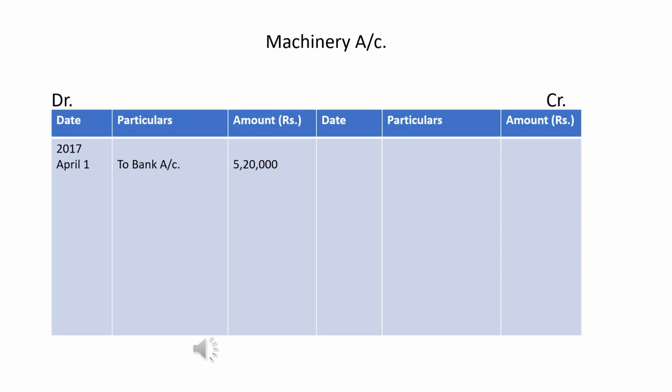First of all, we will make one entry on the debit side when we are purchasing the asset. So under the date column we will write the year that we are working for, that is 2017. After that we will write April 1, that means the date on which the asset is purchased. Under particulars you will write to bank account because we are purchasing the machinery and we are presuming here that we are paying via check, that means we are making a payment through bank. Under amount we will be writing the complete amount that we are using for payment as well as the installation of the machinery, that is 5,20,000.